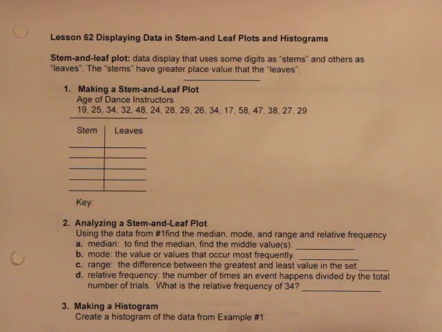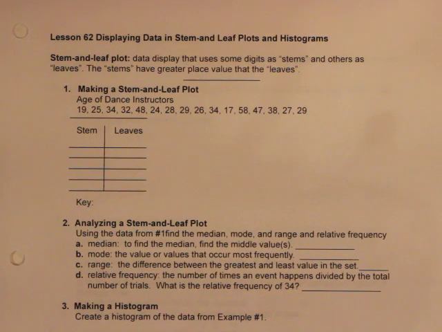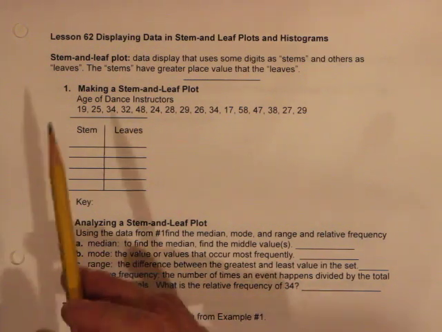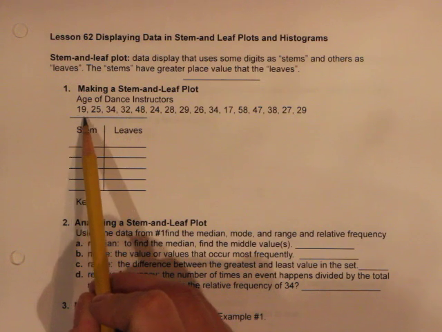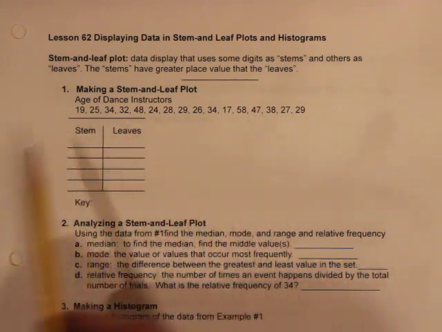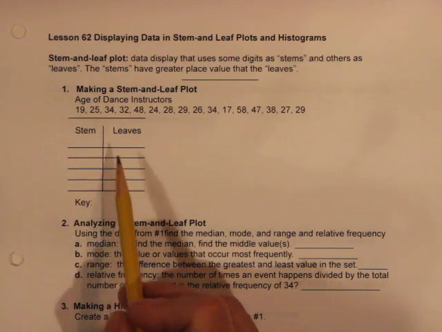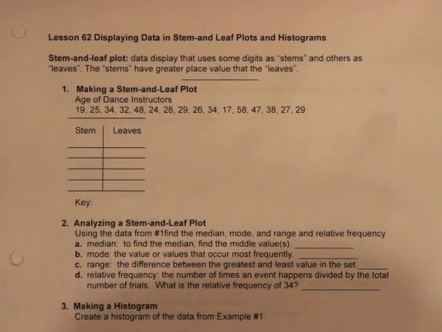Okay? So the first thing that we have here is a list of data, a list of ages of dance instructors. Now, in order to create a stem and leaf plot here of the ages of these dance instructors, we need to figure out what the stem is going to be and then what the leaves are going to be. So let's look at our data, and all of the data values that I have are 2-digit numbers. They all have a number in the tens place and they all have a number in the ones place. So our stems are going to be the numbers in the tens places, and our leaves are going to be the numbers in the ones places.